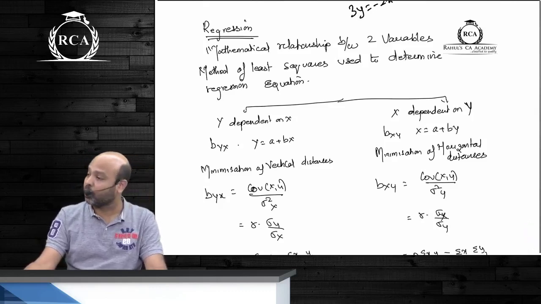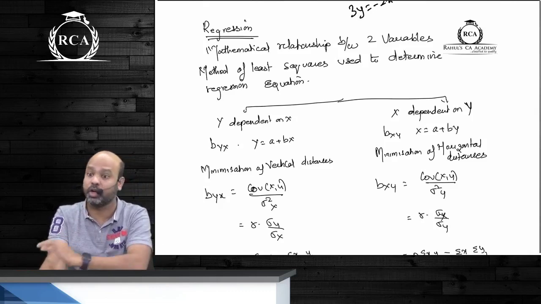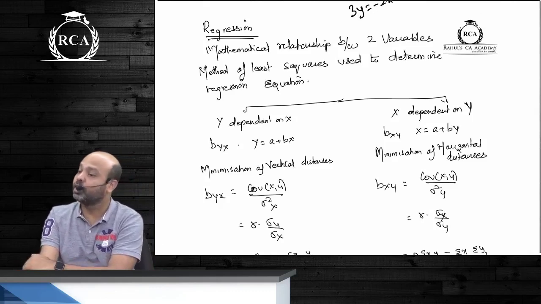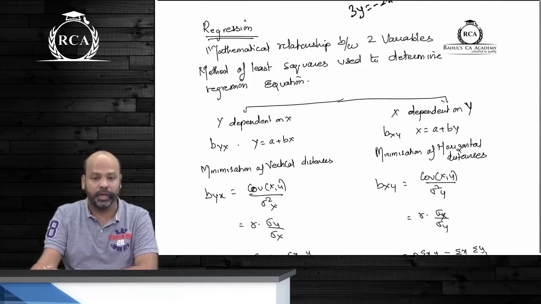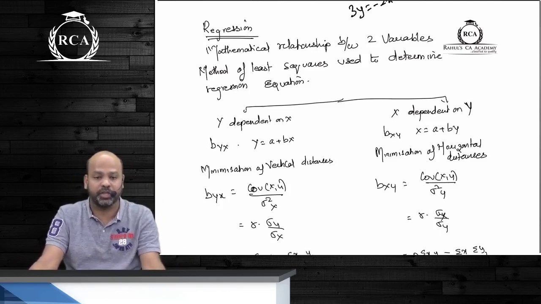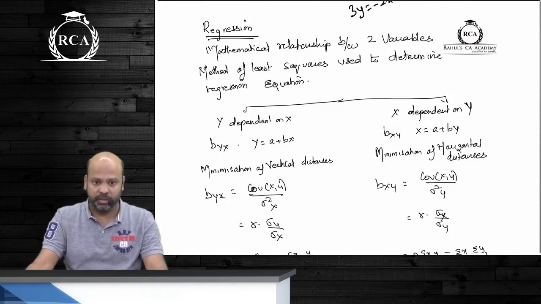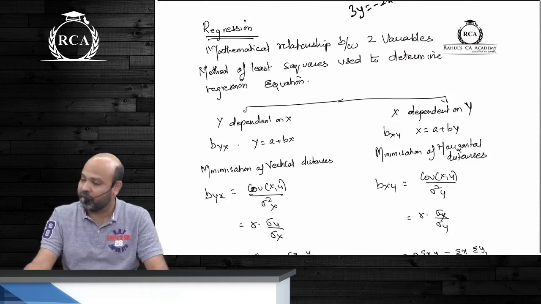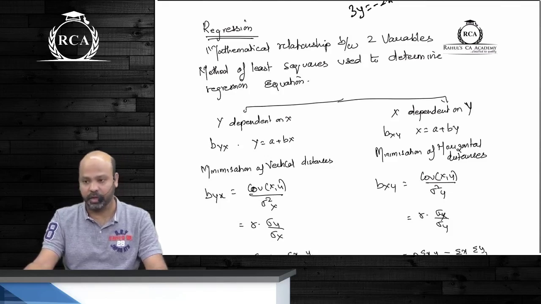Regression is required because correlation coefficient will only tell us whether the variables are positively related or negatively related. You will not be able to compute the value of one variable for a given value of the other variable. To do that, you need to establish a mathematical relationship between the variables. So regression analysis helps us in establishing a mathematical relationship and also estimating the value of one variable for a given value of the other variable.